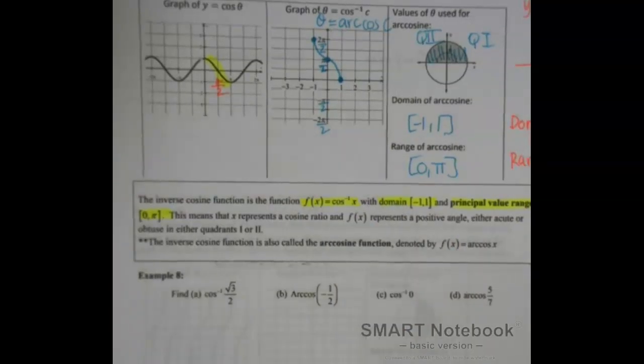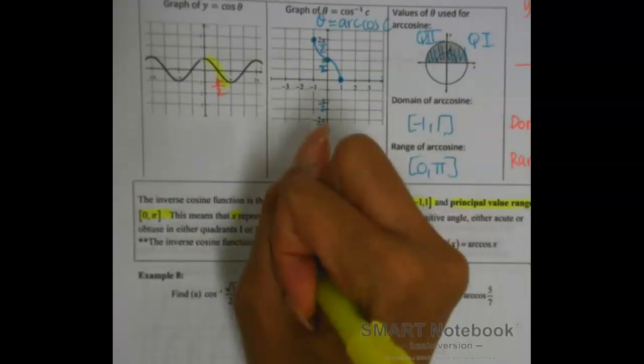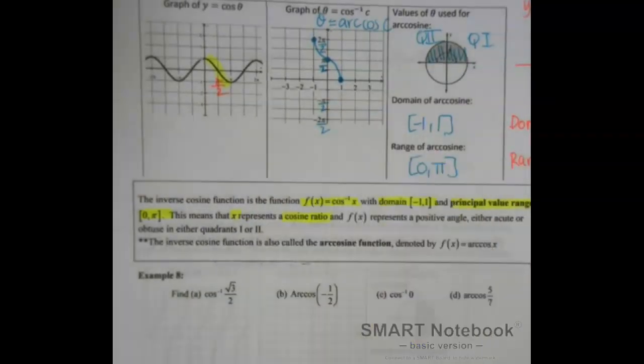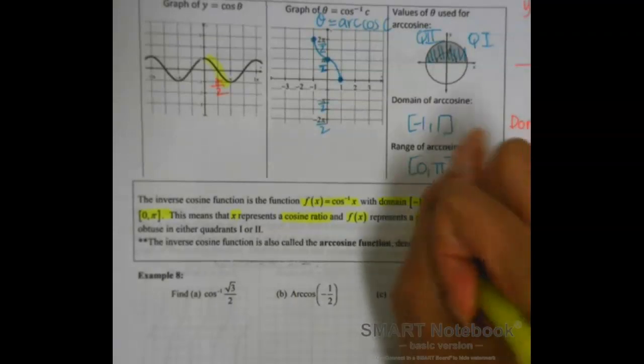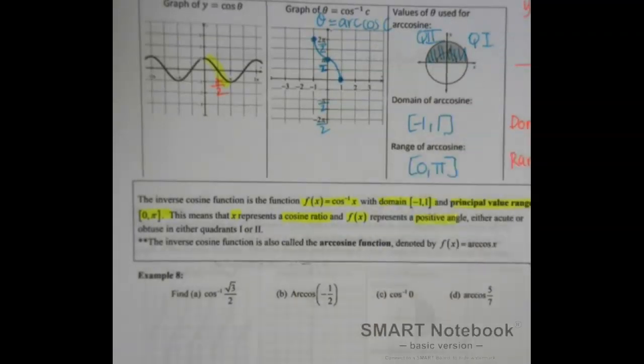This means that your cosine or x is your cosine ratio, and f of x is your positive angle that's either acute or obtuse in quadrants 1 and 2. Because remember, in quadrants 1 and 2, you can create either an acute angle or obtuse.